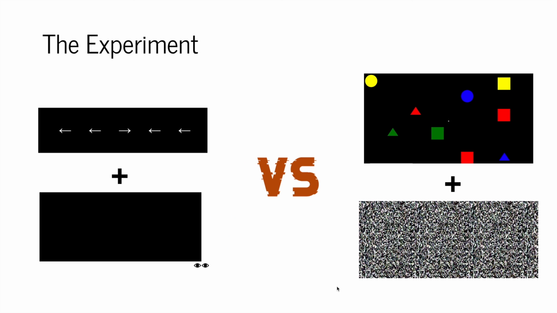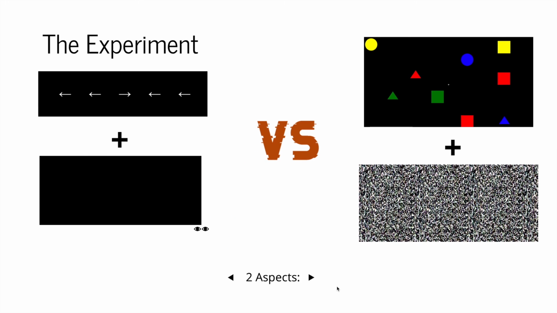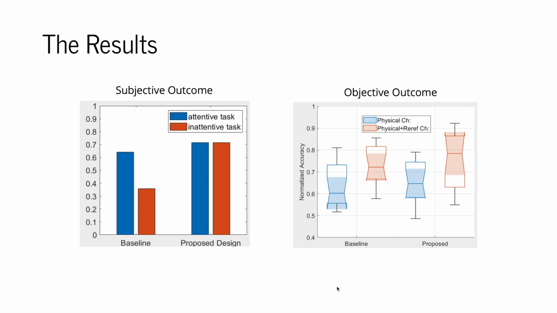Now, to test the new design, I created an experiment which pitted the existing design with the new one. The experiment compared the two protocols in two aspects: subjective user feedback and objective cross-validation analysis. And the results are not surprising. In terms of subjective feedback, the new design outscored the existing design for both attentive and inattentive tasks. Hence, for subjective outcome, the new design is the winner. For objective scores, the new design outperformed the existing design with higher mean accuracy regardless of the input EEG channel settings. Hence, the new design wins again.